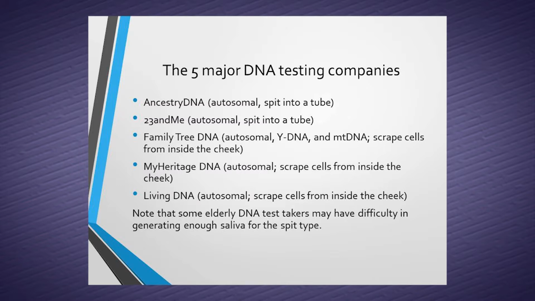So Ancestry does that. 23andMe has done some advertising. They're the ones that really got into the medical aspects of DNA testing, but they also offer, at a lower price point, just Ancestry type testing. So they also offer an autosomal test where you spit into a tube. So those are the 2 companies that offer just autosomal, and you spit into a tube.